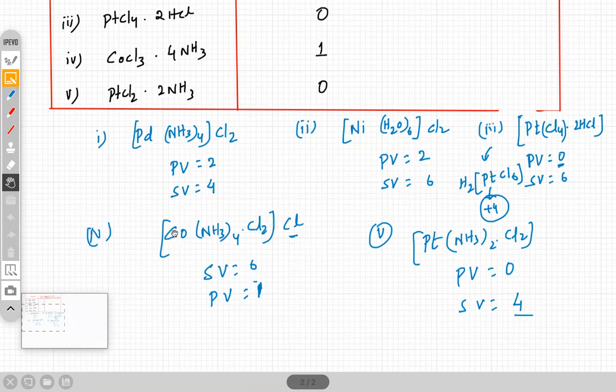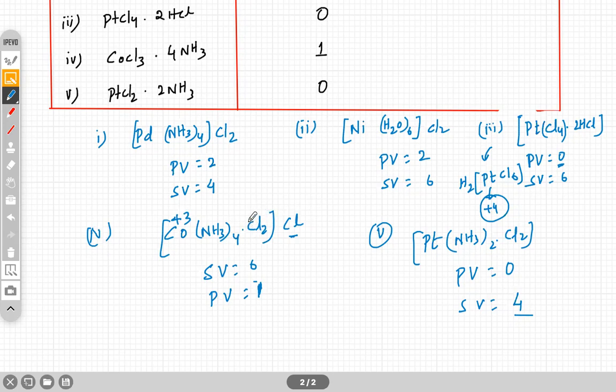Because if you look at Werner's coordination theory, the primary valency corresponds to the oxidation state of the metal. So what is the oxidation state of cobalt here? It is +3, right? According to this, the primary valency should be 3, but that is the maximum value. Out of 3, 2 chlorine atoms satisfy the secondary valency also. That we are considering here in 6.